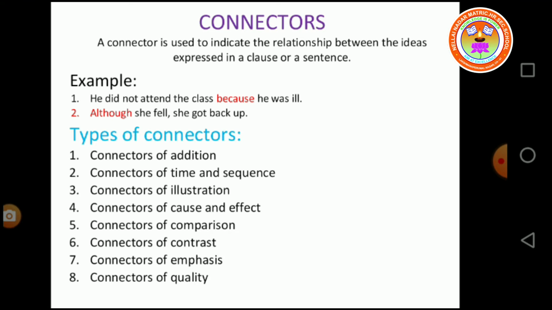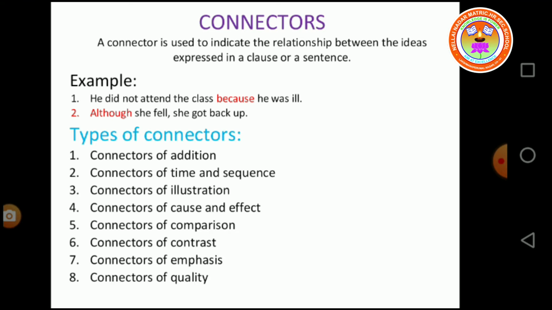For example, he did not attend the class because he was ill. Although she fell, she got back up. Look at the words because, although, these words are used to connect the two ideas in the sentences. Hence, these are called connectors.